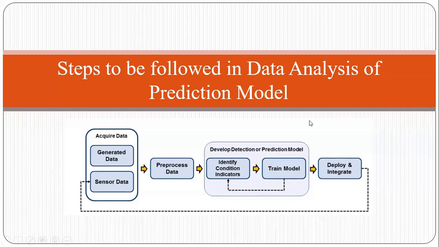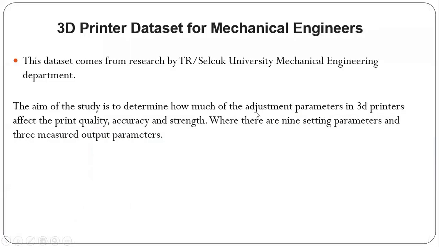So today I'm going to use a data set of a 3D printer. This data set comes from research by the Selkirk University Mechanical Engineering Department. The aim of the study was to determine how much adjustment parameters in a 3D printer affect the print quality, accuracy, and strength. So these were the output parameters, and there were a total of 9 input parameters.